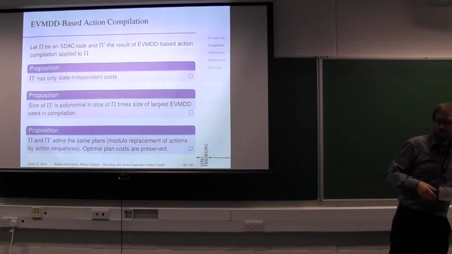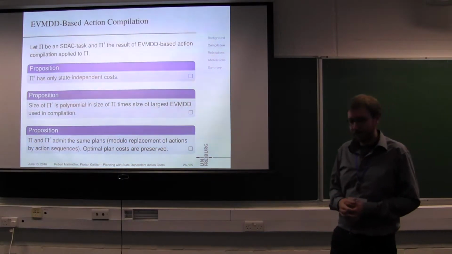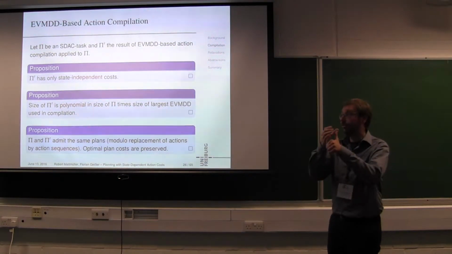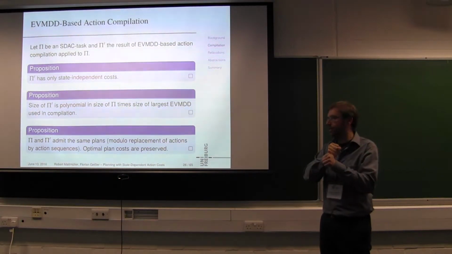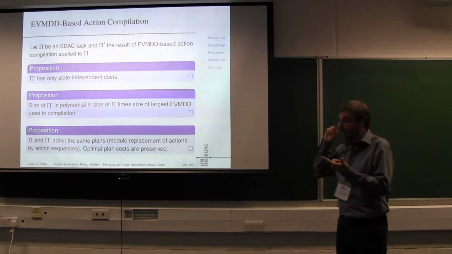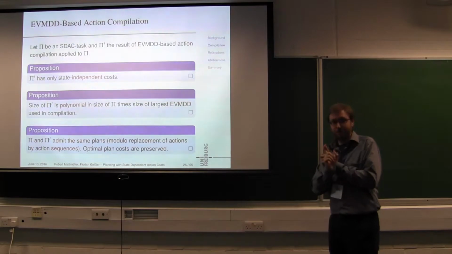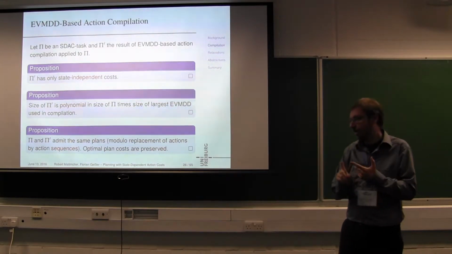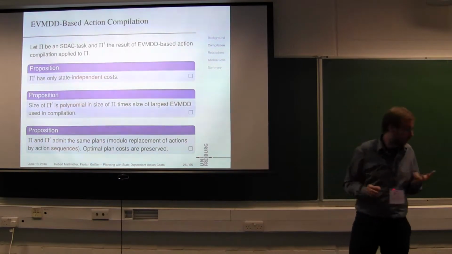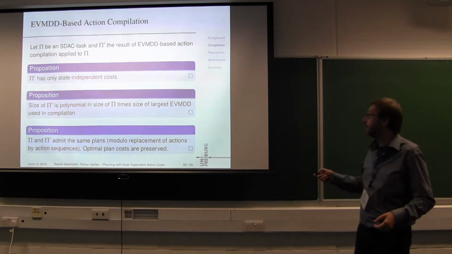Now, if you have any type of compilation, you typically want some nice properties of these compilations. They should compile everything the way that you want to get rid of. If they don't make this sure, something is wrong. They shouldn't lead to too much of a blow-up, and the resulting output should somehow be equivalent to the original. And this is all given here.